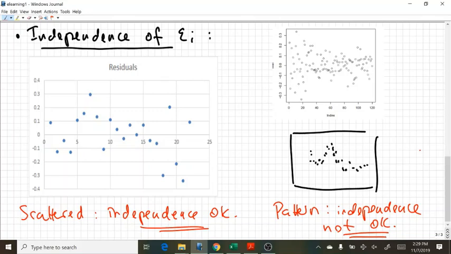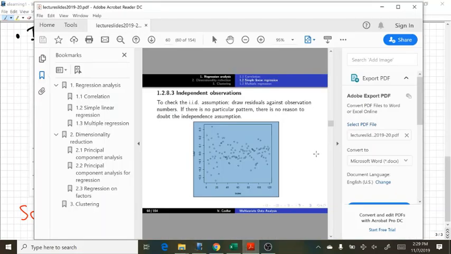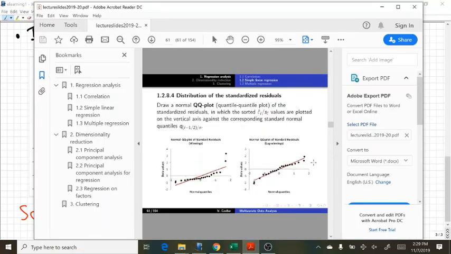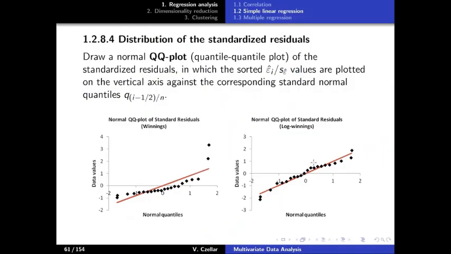Now, independence done, and finally a last assumption, which is the normality assumption. How can we check the normality assumption? The easiest is to draw a normal QQ plot. QQ plot means it's a quantile plot of the standardized residuals. What does it mean? Standardized residuals is the residuals divided by their standard deviation, sample standard deviation.